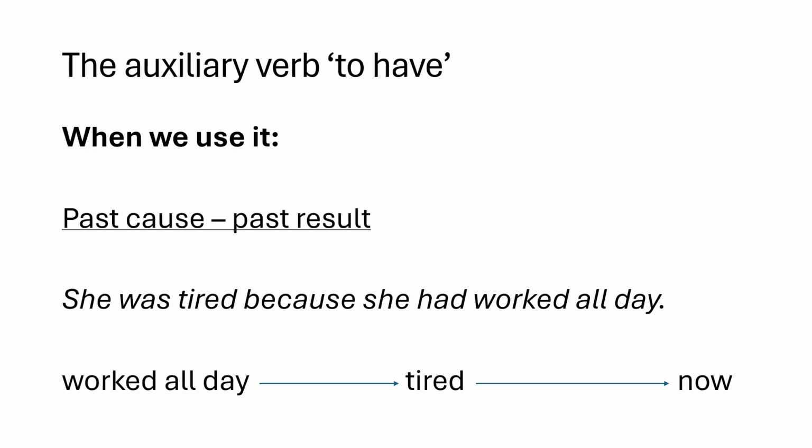We use the past perfect to explain, in the past, the reason for a situation. For example, she was tired because she had worked all day. This timeline shows how, in the past, she worked all day. The cause. Then she was tired. The result. Something happened earlier, then it caused a problem later.